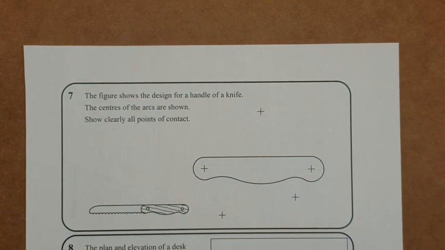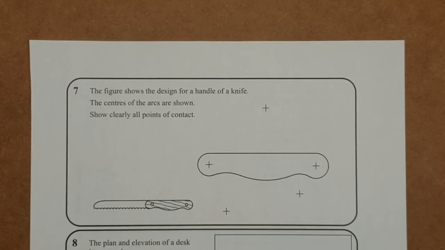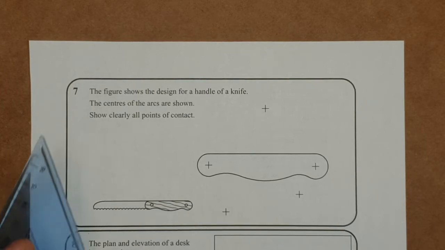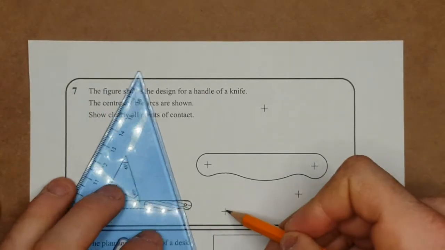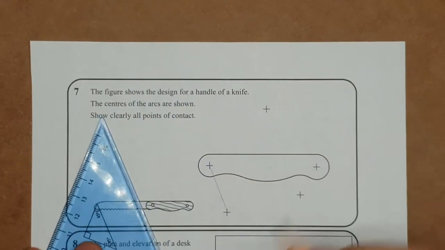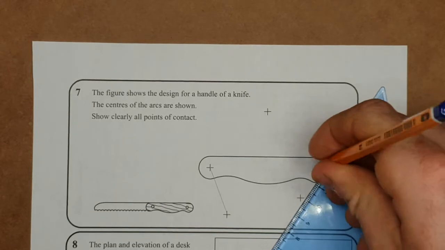So the figure shows the design of a handle for a knife. The centres of the arcs are shown. Show clearly all points of contact. Now, a point of contact between any 2 circles is found by joining the centre points of the circles. So I'll just start off with some of the easier ones. So here on the left hand side, and similarly here on the right hand side.